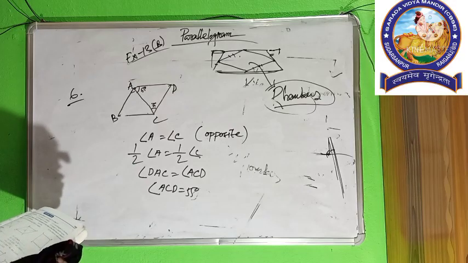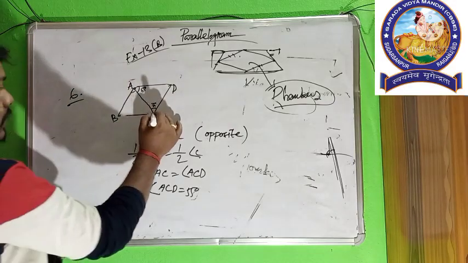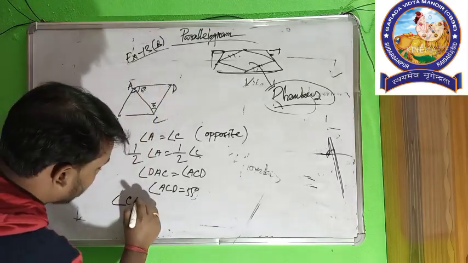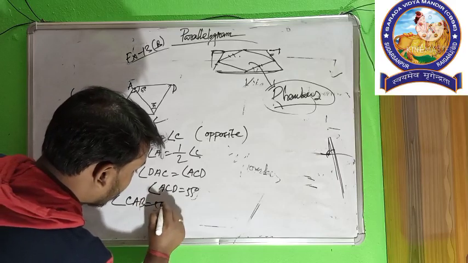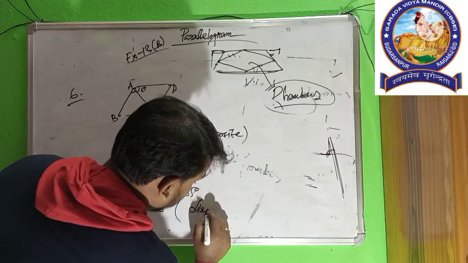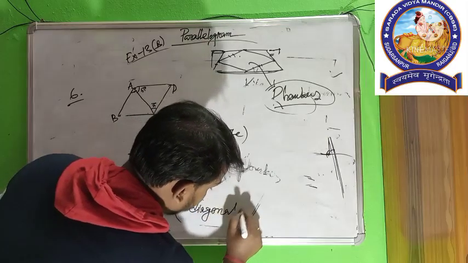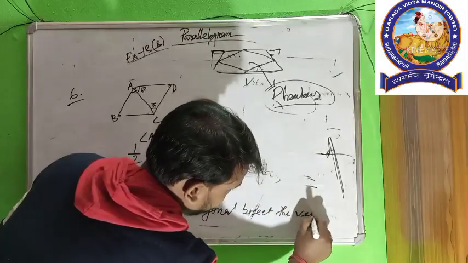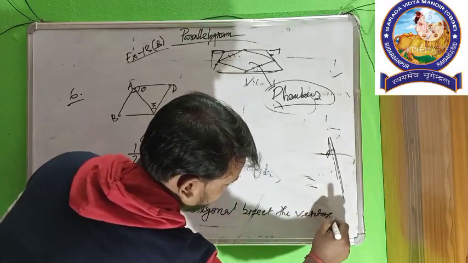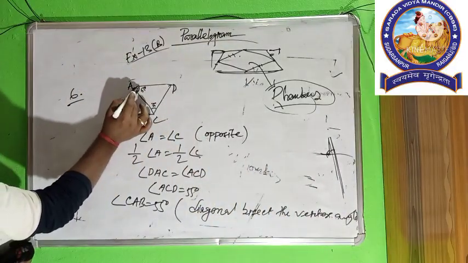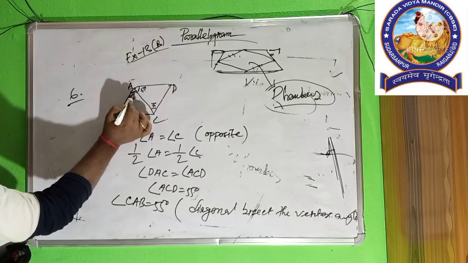Or you can think in this way. CAB is also 55, angle CAB equal to 55 degree. The reason is the diagonal bisects the vertex angle. So this diagonal bisects this angle into two equal halves. So if it is 55, then this is also 55.